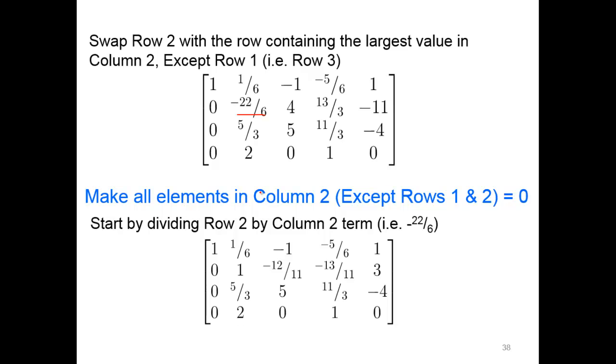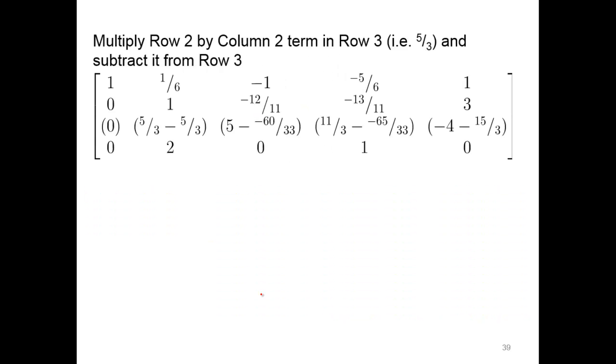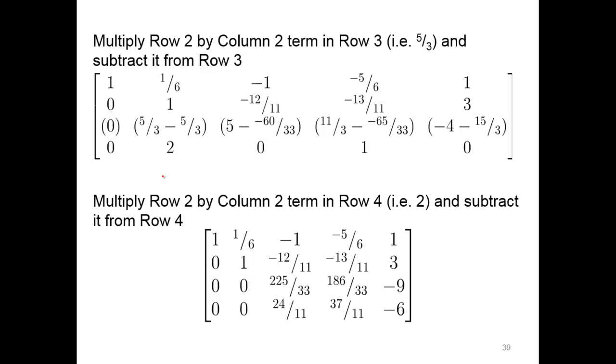All right, so we divide through all of row 2 by -22/6, so we get the 1 right here, and now we're going to take out the rest here. So multiply by 5/3, and then subtract that from row 3, and then multiply row 2 by 2, and then subtract that, and we get the results there. So now we have our 2 zeros, we have our 1, and the 2 zeros.